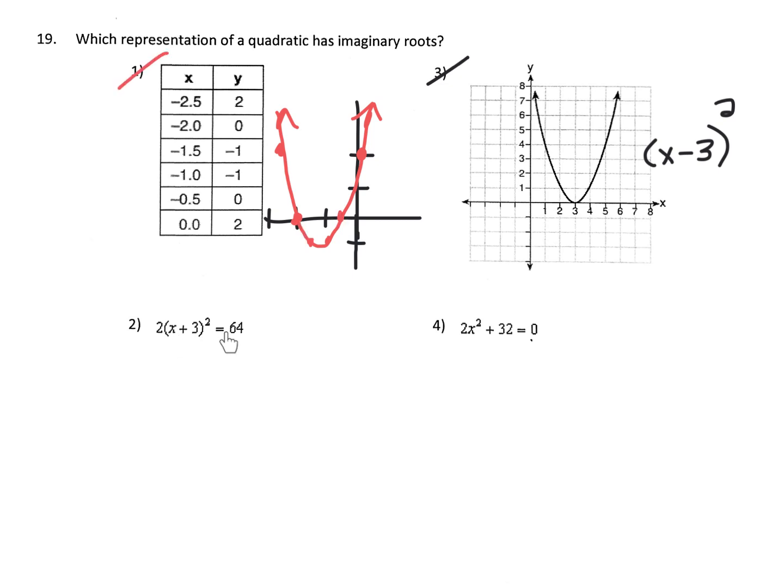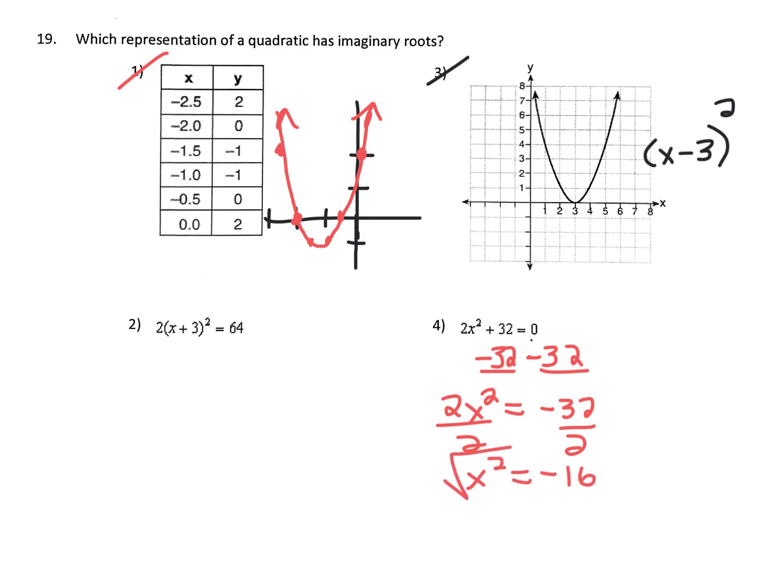So basically what we want to do is solve these two equations and see which one gives us a negative under the radical. Now, I'm looking ahead. You may be able to just see this in your head. If I subtracted 32 from both sides of the equation, that would leave me with 2x squared equals negative 32. And then I might as well just divide by 2, which leaves me with x squared equals negative 16.